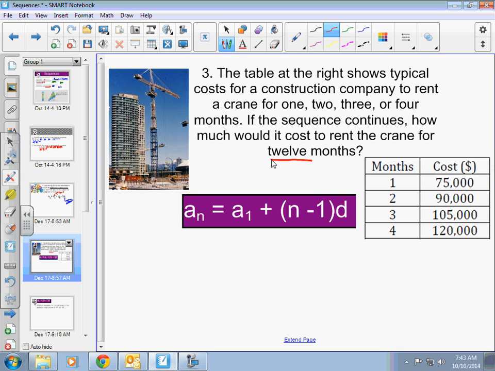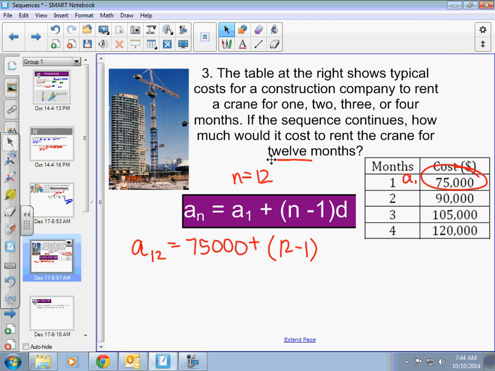So what we want to know is the 12th term. Well, that's when n is equal to 12. So we're trying to find a sub 12, which equals my first term. The first term of the sequence, this is a sub 1, is $75,000 plus n, in this case 12, minus 1 times the difference. So I need to figure out what the difference is here. To get from 75,000 to 90,000, that's 15,000. To get from 90,000 to 105,000, 15,000 again. So my common difference in this case is 15,000.